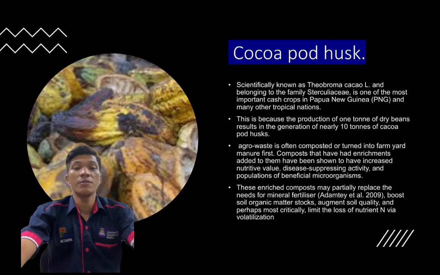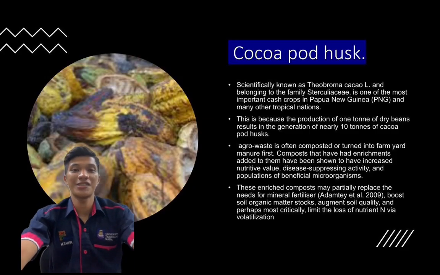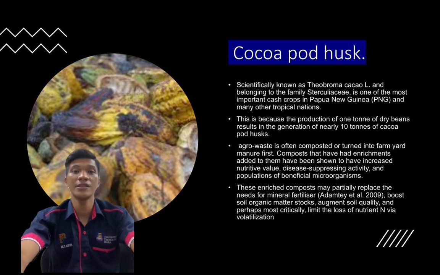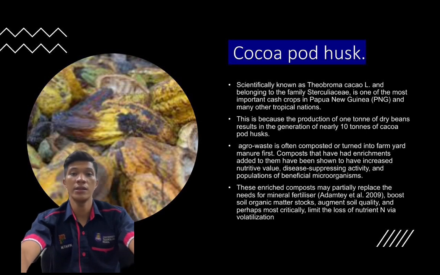Okay, next is about the cocoa pod husk in the literature review. It is cultivated to increase the fertility of the soil. Agrowaste is often composted or turned into farmyard manure first. Composts that have enrichment added to them have been shown to have increased nutritive value. This increases activity and the population of beneficial microorganisms.